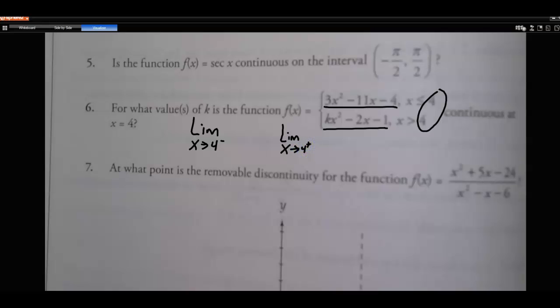All right. Now, if I'm approaching 4 from the left, I would be using this top piece here, 3x squared minus 11x minus 4. And the limit from the right, I'd be using the bottom piece, which is kx squared minus 2x minus 1. And we want to find the value of k that makes these two things equal. So we're just going to plug our 4 in to both of these equations for x.